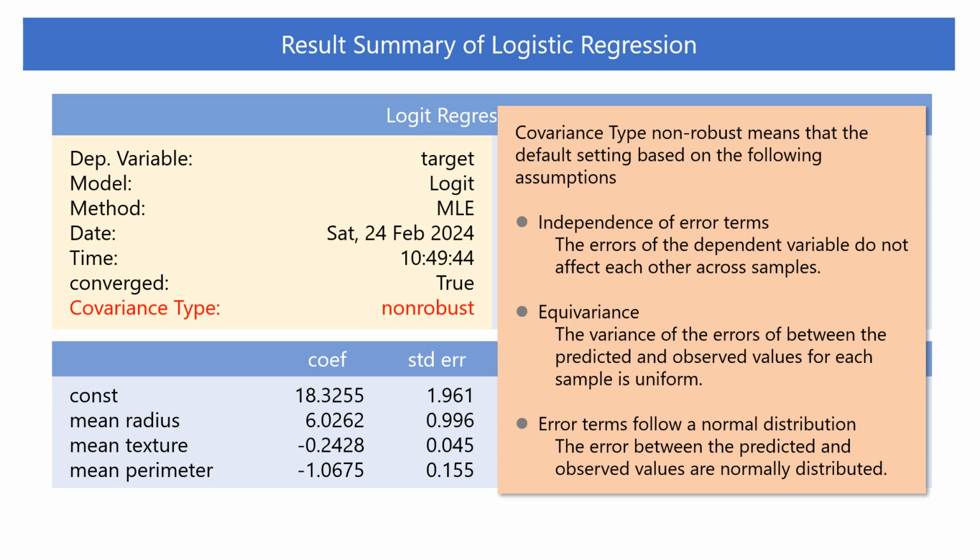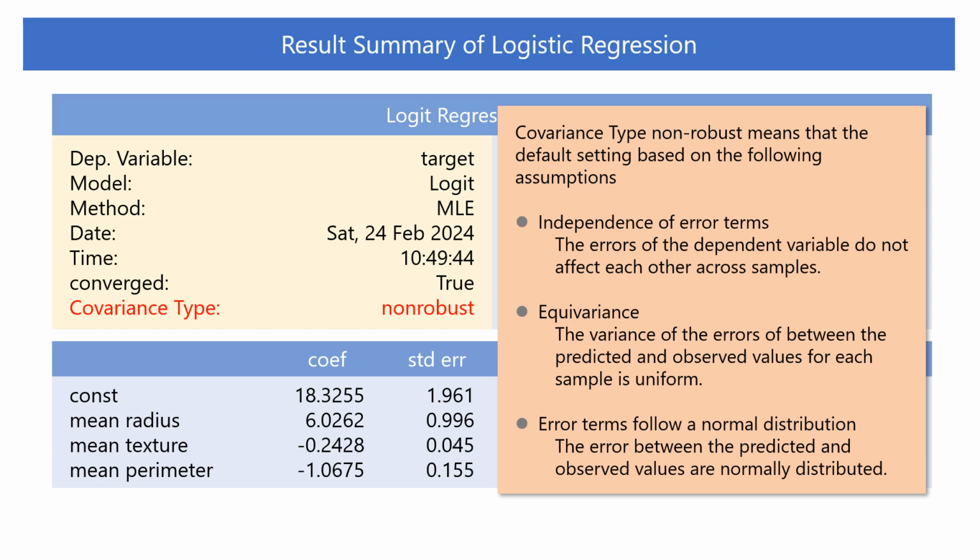Independence of error terms means that the errors between observed and predicted values of the dependent variable do not affect each other across samples. Equal variance means that when the errors between the predicted and observed values for each sample are aggregated, their variance is uniform and has the same degree of variation regardless of the value of the forecast or predictor variable. Error terms follow a normal distribution means that the error values are normally distributed, when the errors between the predicted and observed values for each sample are aggregated.